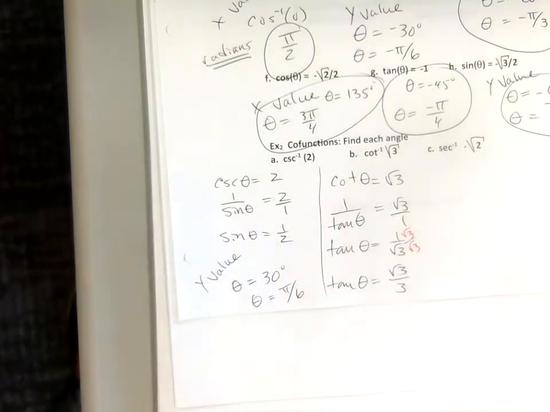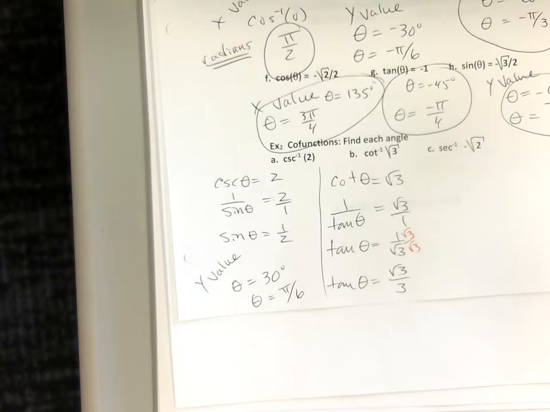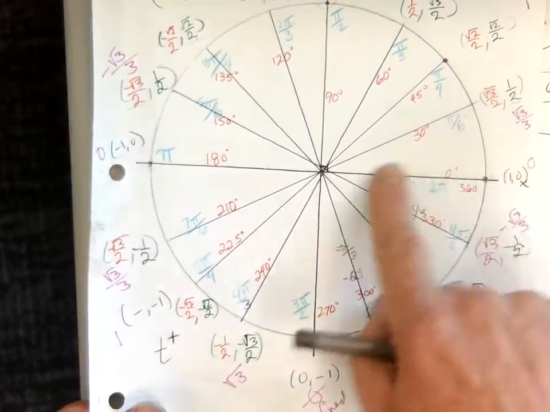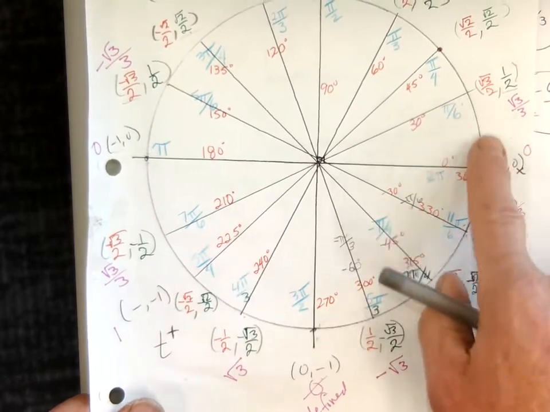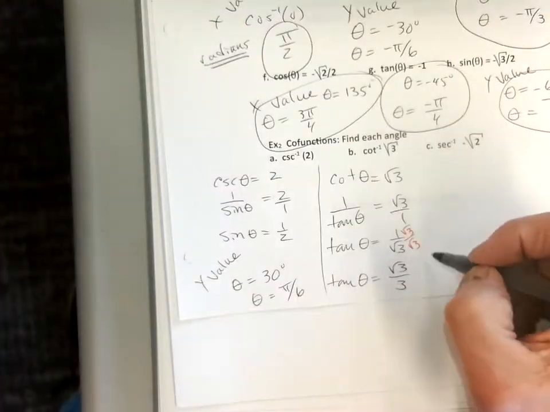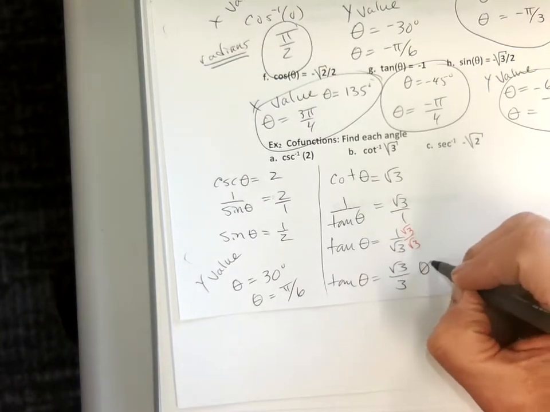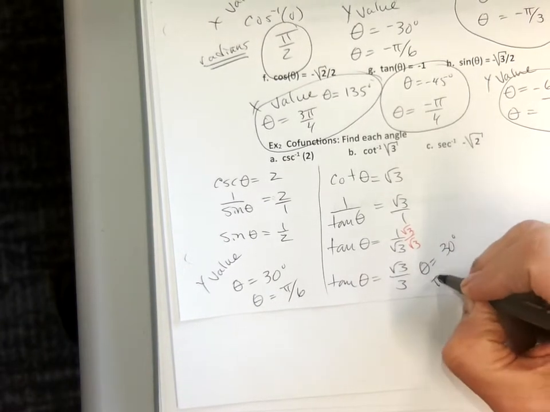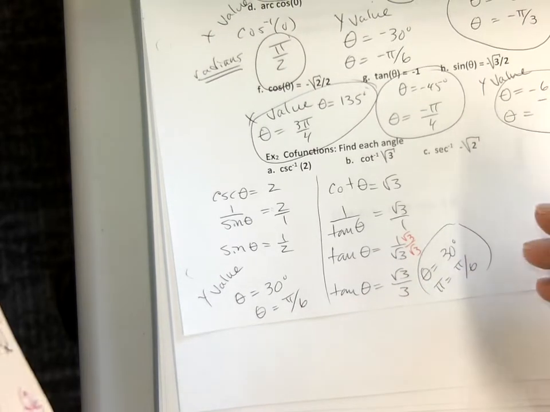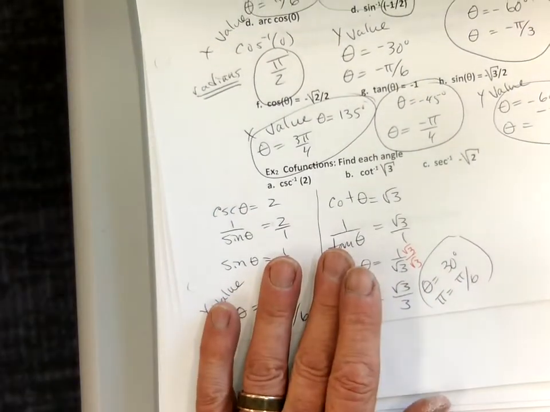That's on my circle. Sure is. I believe that's at 30 degrees. It's also way over here at 210, but we're not going there. We're going the shortest distance. So we're going to go to 30 degrees, or pi over 6 as a radian. Okay? All right, secant. Same thing with secant.